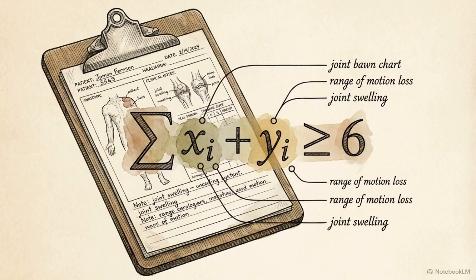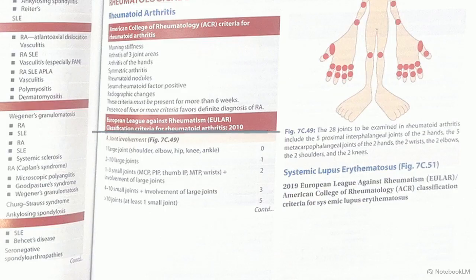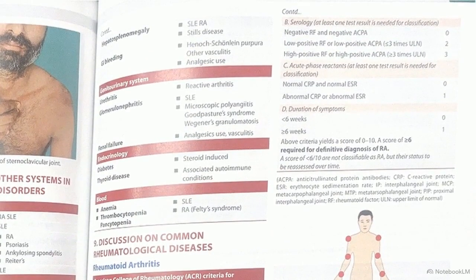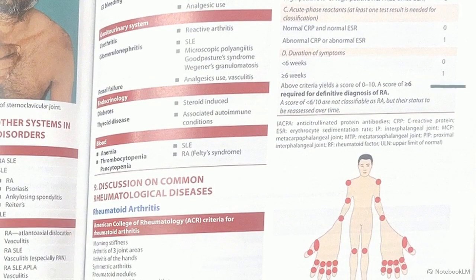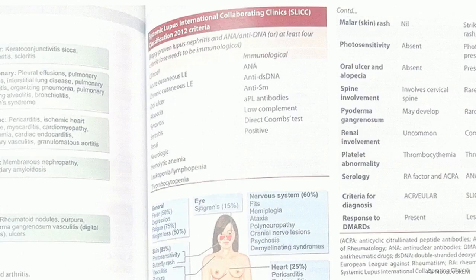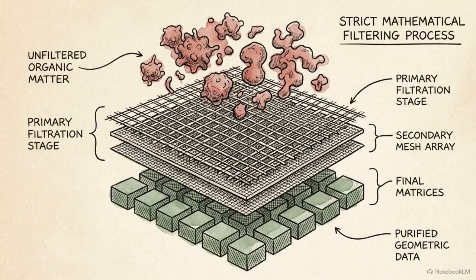However, physical mapping alone is not enough. To justify starting a patient on potent immunosuppressants, that map requires objective, mathematical verification. This table outlines the ACR-EULAR classification criteria for rheumatoid arthritis. Involved joints are assigned specific point values. Next, high-positive serological blood work adds points. Finally, symptoms must persist for 6 weeks. Reaching a combined score of 6 or higher locks in the definitive diagnosis. Similar weighted systems exist for other autoimmune conditions, such as the SLICC criteria used to diagnose systemic lupus erythematosus. By forcing clinical findings through this strict mathematical filter, rheumatologists eliminate diagnostic guesswork.